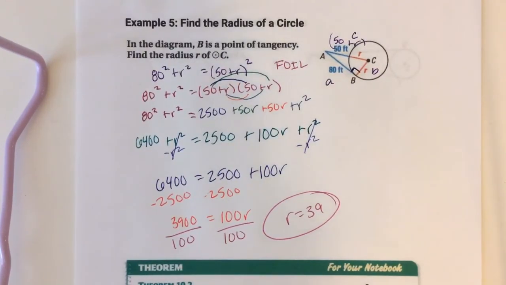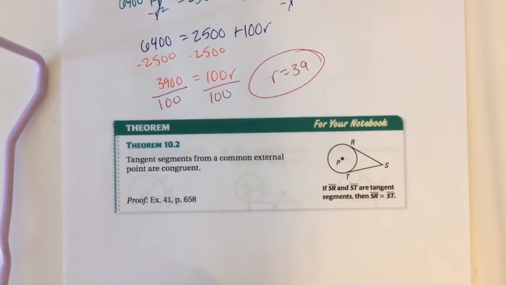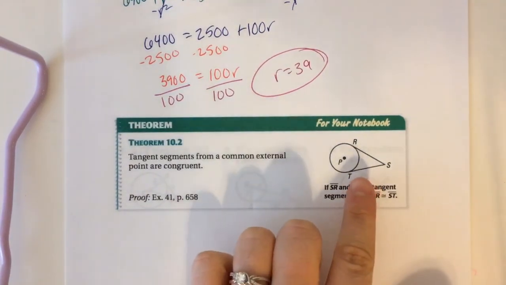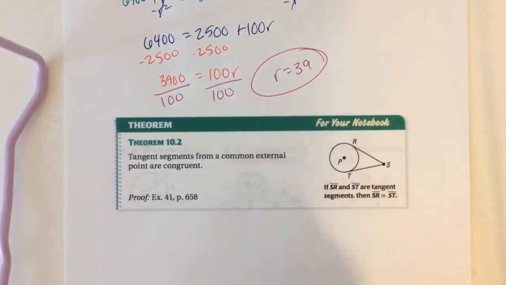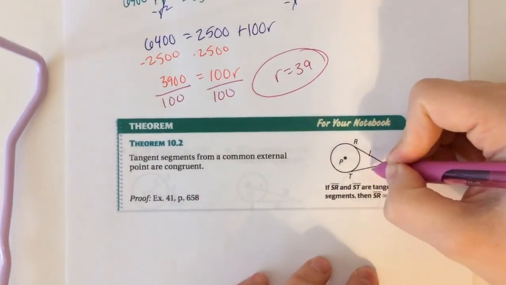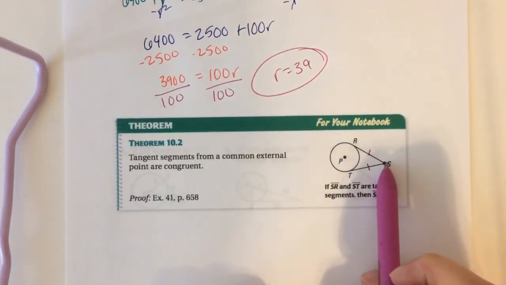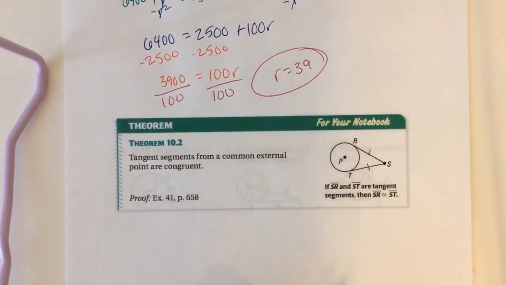To keep moving forward, we have one more theorem to talk about in this section. This one's a little bit easier than the last one. It's about tangent segments, and tangent segments from a common external point are congruent. So say we have these two tangent segments over here, and they start at this common point S. It's always going to form an isosceles triangle. So whenever we see this, these two tangent segments connecting at one point, we know that these two segments right here are going to be congruent. So we're just going to set them equal to each other.